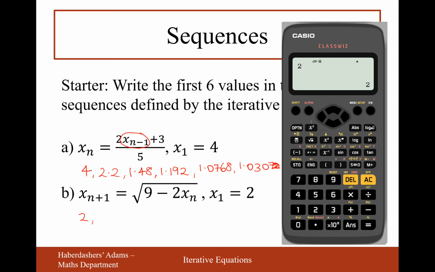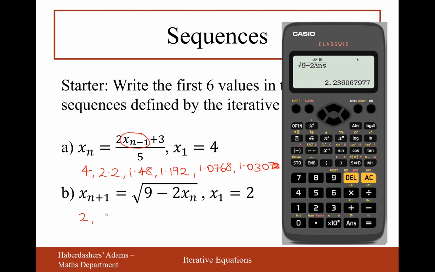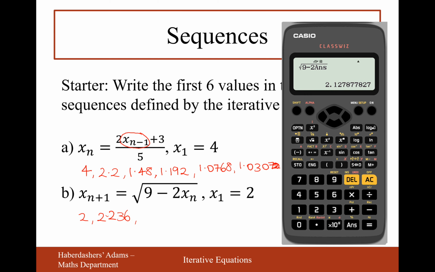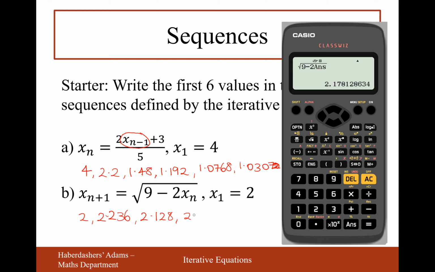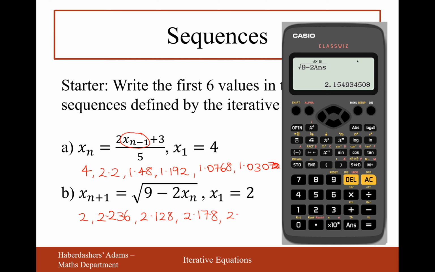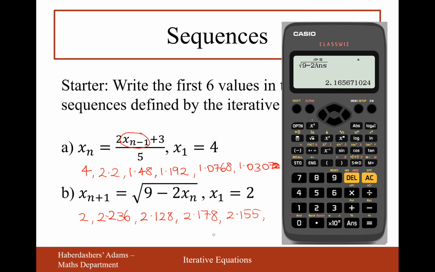So it's going to be the square root of 9 minus 2 lots of the answer value. Currently the answer value is 2, and we get 2.236. For the next number in the sequence, don't change anything on your calculator screen, just press equals again, 2.128. Next number in the sequence is 2.178. The next number in the sequence is 2.155, rounded to 3 decimal places. How many have we got here? 1, 2, 3, 4, 5. One more, please. And we're going to get 2.166 to 3 decimal places.